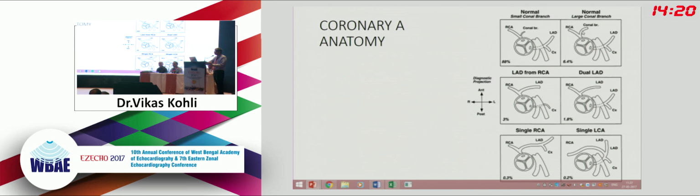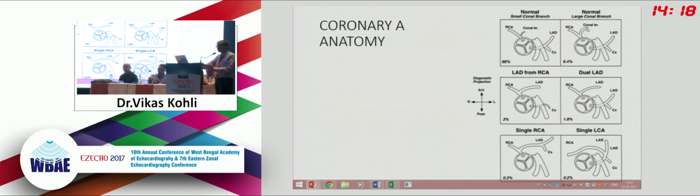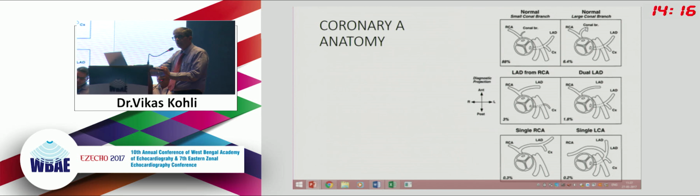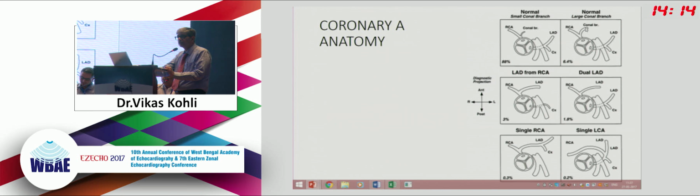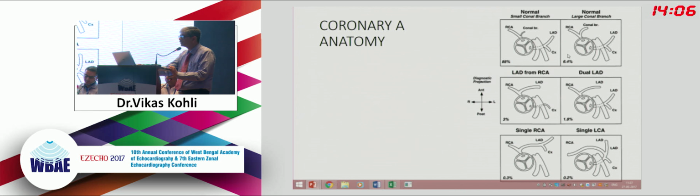The most common variant is a dominant conal branch, and we get aware that the coronary artery is dilated, it's possibly crossing, but the conal branch is quite significantly lower than where he needs to incise. So if you can differentiate this from this, that's going to be a significantly important finding.